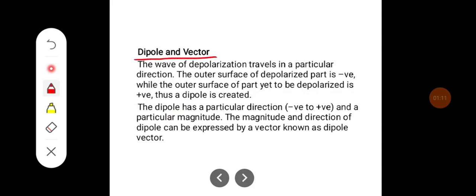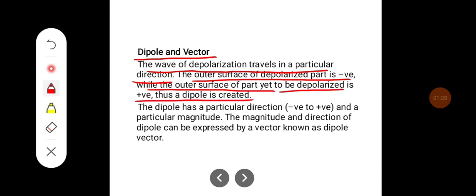Concept of dipole and vector. The wave of depolarization travels in a particular direction. The outer surface of the depolarized part is negative while the outer surface of the part yet to be depolarized is positive, thus a dipole is created. The dipole has a particular direction, that is negative or positive, and a particular magnitude. The magnitude and direction of a dipole can be expressed by a vector known as the dipole vector.